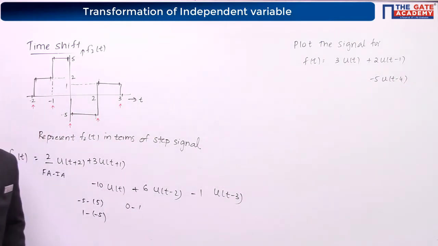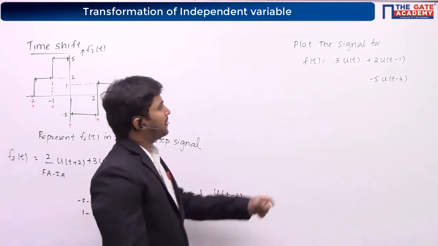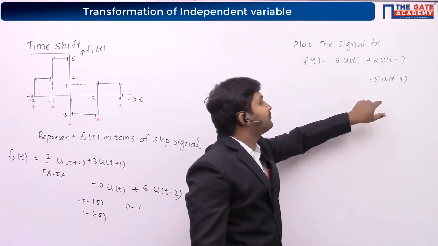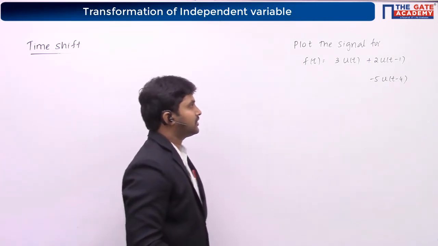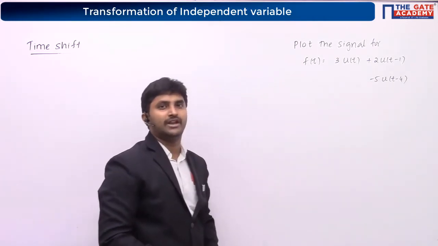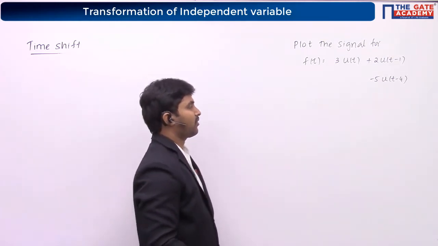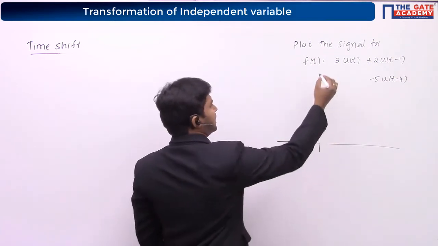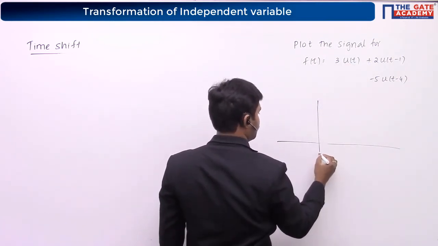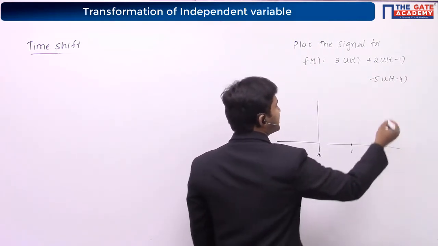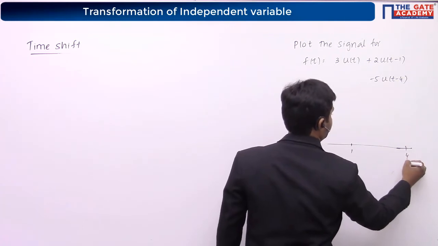See, now we have to do the opposite. From the equation which is given to us in terms of steps, now we have to plot it: 3 into u of t plus 2 into u of t minus 1 minus 5 into u of t minus 4. So there is a step at t is equal to 0. There is a step at t is equal to 1. There is a step at t is equal to 4.